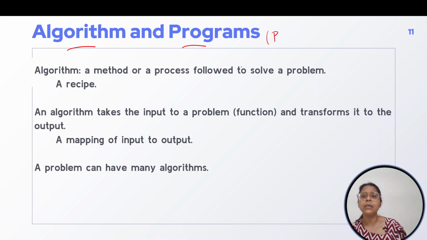And you can come across one more term, which is process. A process is a program under execution. When your program is running and it is using CPU and main memory, then that particular program is called a process.